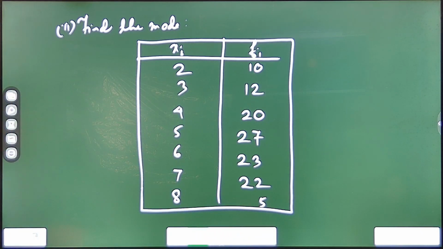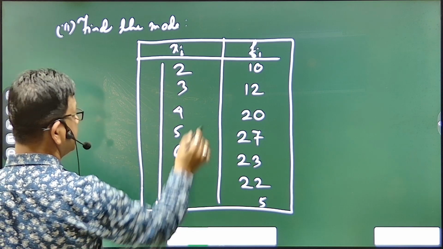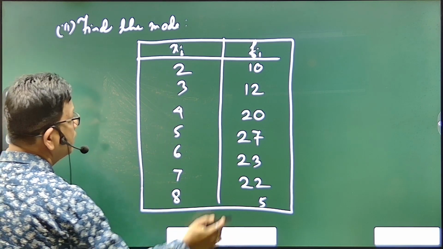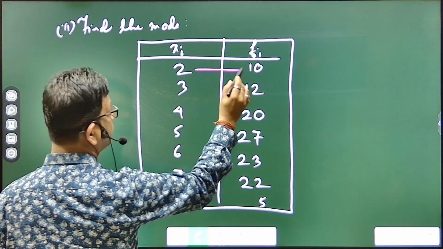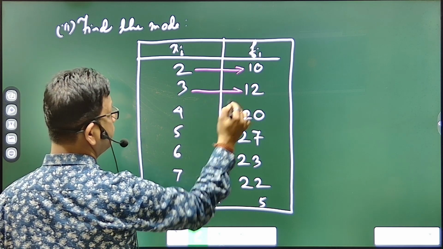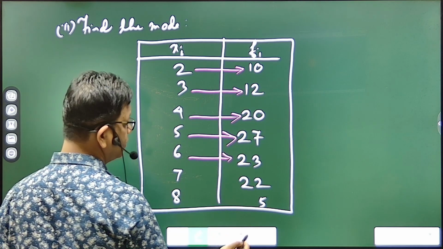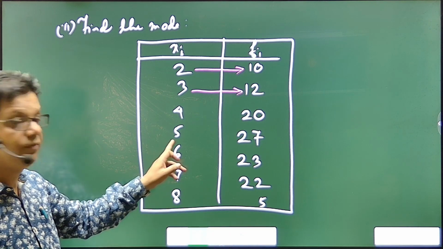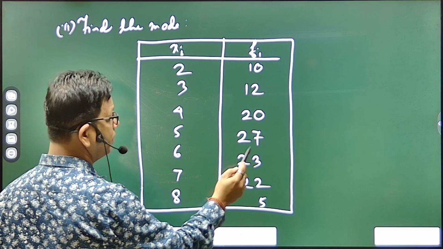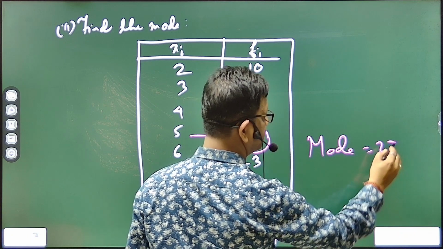Now to find the mode here, as I told you just now, this xi is the data observation. These are the data. On the right, fi is the frequency. So 2 is occurring 10 times, 3 12 times, 4 20 times, 5 27 times, 6 23 times. Which number here occurred the maximum number of times? The number 5. 5 is occurring the highest number of times, 27 times.